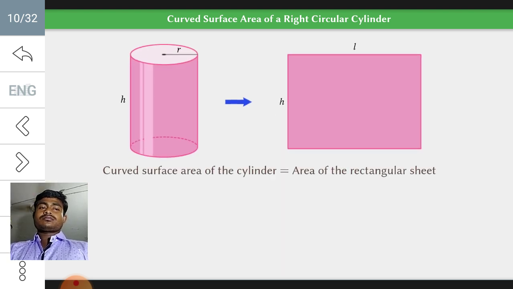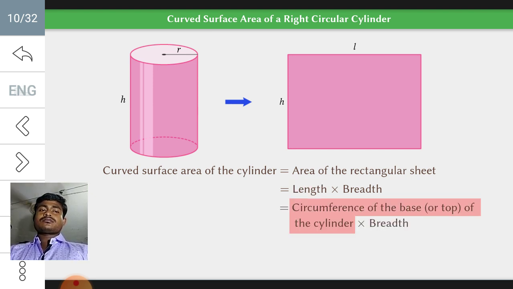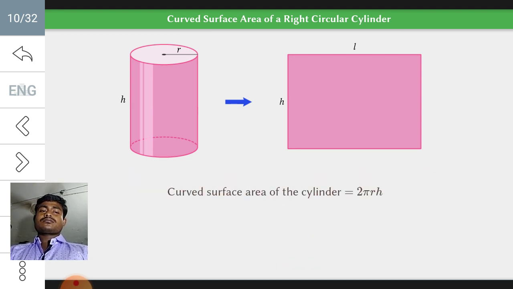Thus, the curved surface area of this cylinder will be equal to the area of this rectangular sheet, which is L into B. Here, the length of the rectangle is equal to the circumference of the base or top of the cylinder, which is equal to 2 pi r. Thus, the curved surface area of a cylinder is equal to 2 pi r h.